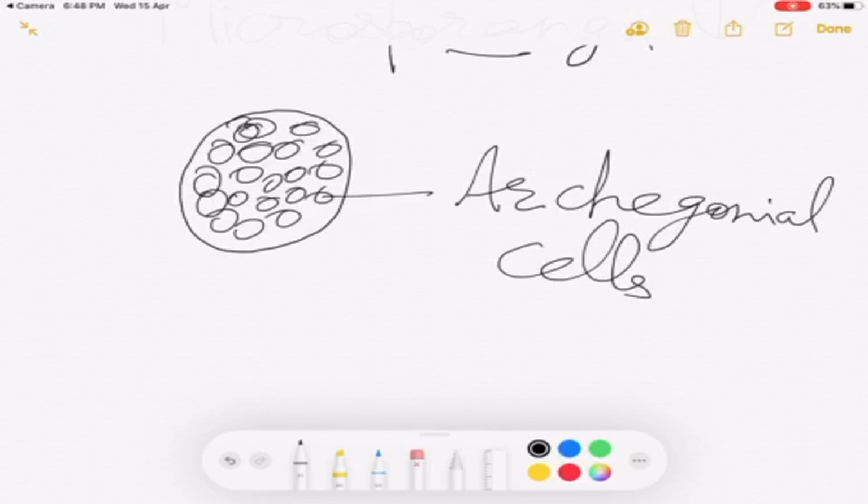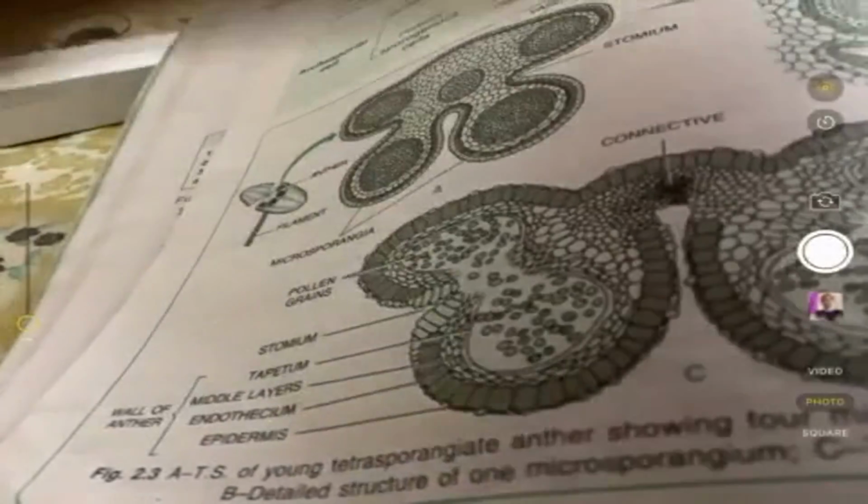And these archesporial cells later on divide in various manners. Mostly they divide by periclinal division, which means they start dividing from here and the next cell moves towards the outer space. This archesporial cell will divide and convert into two types of cells: primary parietal cells and primary sporogenous cells. Students, I want to show you this. Look at this structure.